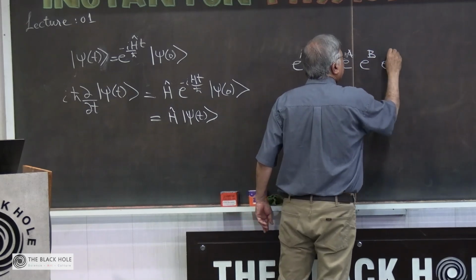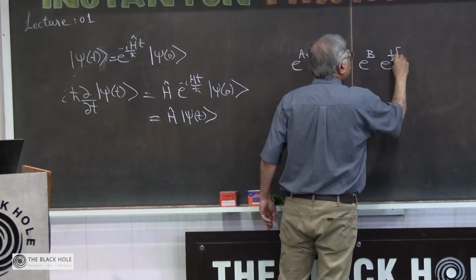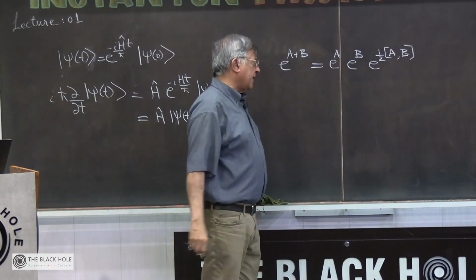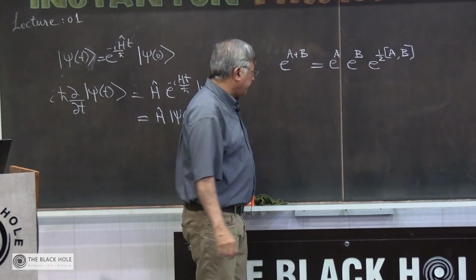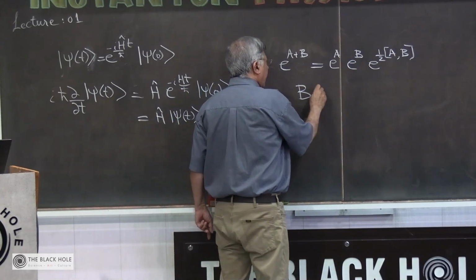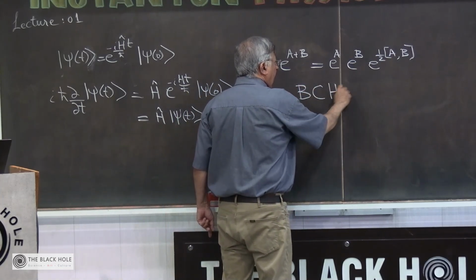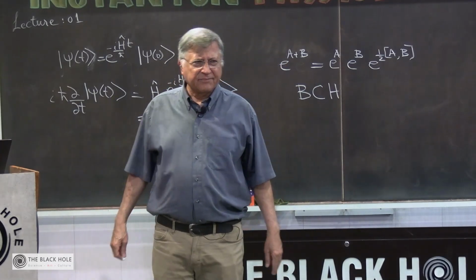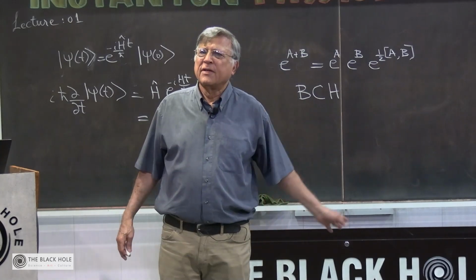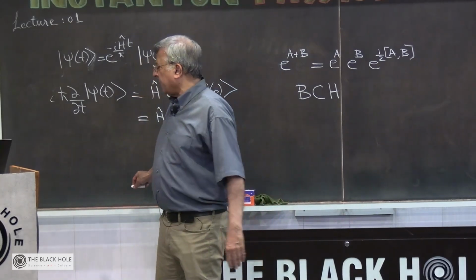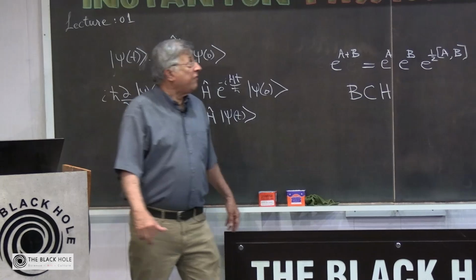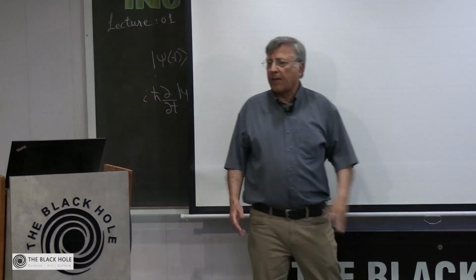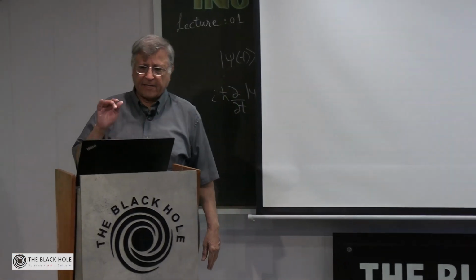But actually, there's a commutator that comes in, and this is called the Baker-Campbell-Hausdorff theorem. It's not hard to derive, but this is something that I need to remind you as we move now into our derivation of the Feynman path integral. And let's now get into that.